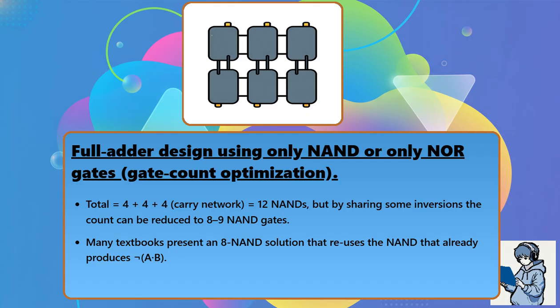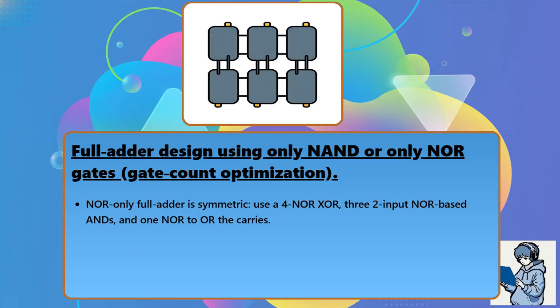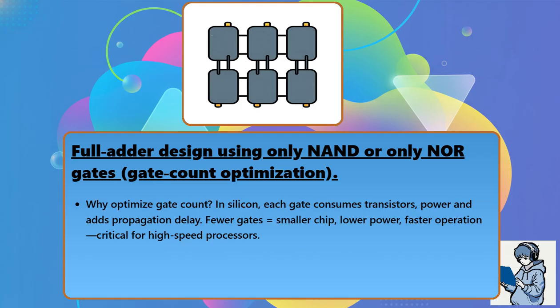NOR only full adder is symmetric. Use a 4 NOR exclusive OR, 3 2-input NOR based ANDs, and 1 NOR to OR the carries. An efficient implementation also reaches 8 NOR gates. Why optimize gate count? In silicon, each gate consumes transistors, power, and adds propagation delay. Fewer gates equals smaller chip, lower power, faster operation, critical for high-speed processors.